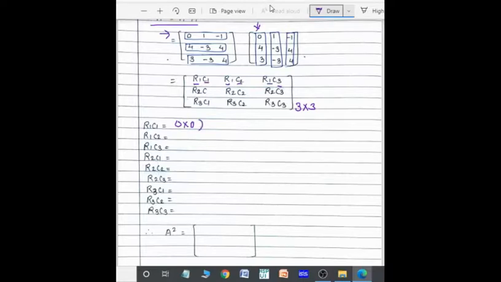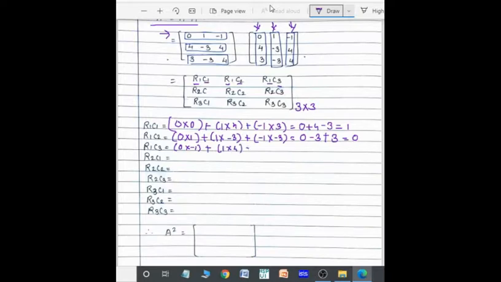First row and first column elements. So 0 into 0 plus 1 into 4 plus minus 1 into 3. The answer is 0 plus 4 minus 3, which is 1. Now R1 into the second column: 0 into 1 plus 1 into minus 3 plus minus 1 into minus 3. That is 0, minus 3, plus 3, so the answer is 0. Next, first row into the third column: 0 into minus 1 plus 1 into 4 plus minus 1 into 4. So we get 0 plus 4 minus 4 equals 0.